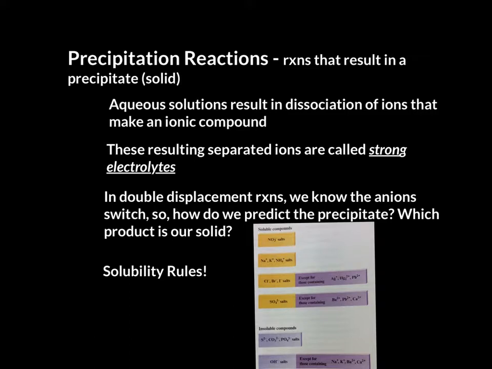In order for us to understand how that occurs, we have to first understand that ionic compounds dissociate when they are dissolved in water, meaning that aqueous solutions result in the dissociation of ions that make up that ionic compound. So basically, water gets in between the ions that are being held together because they're opposite charges. And now these ions freely float among the water molecules. These separated ions are what we call strong electrolytes.